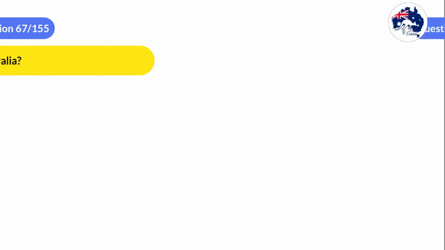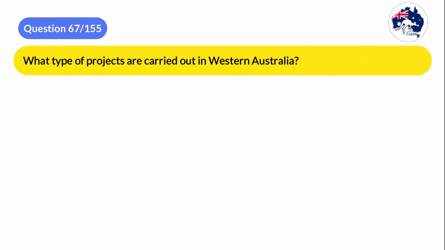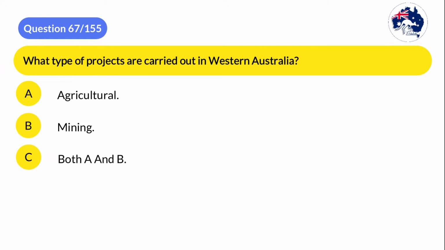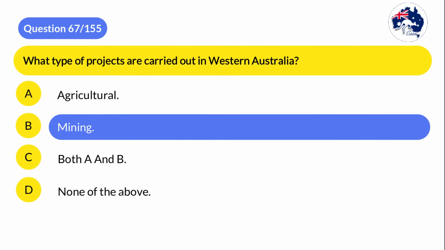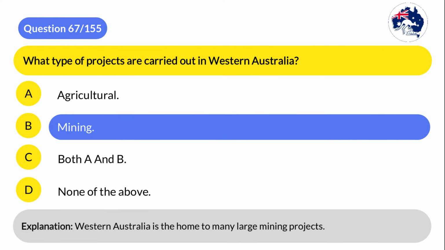Question 67. What type of projects are carried out in Western Australia? A. Agricultural. B. Mining. C. Both A and B. D. None of the above. The correct answer is B. Mining. Explanation: Western Australia is the home to many large mining projects.